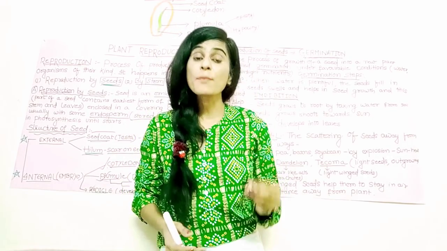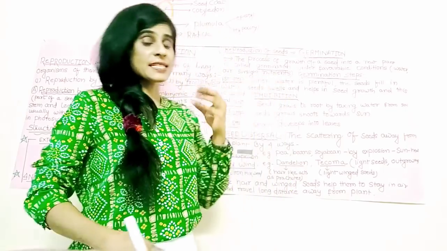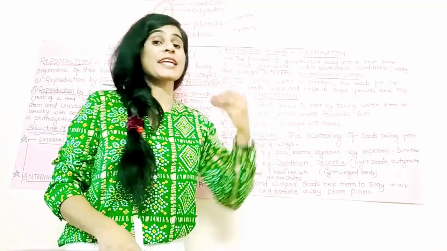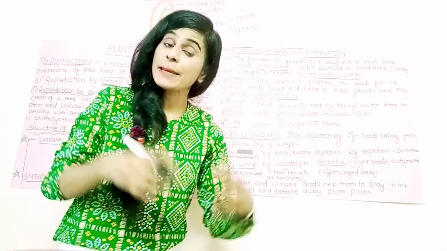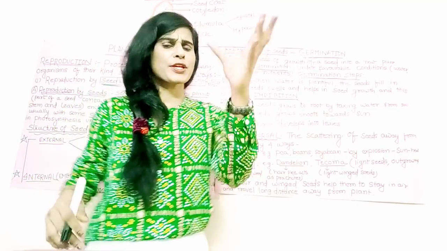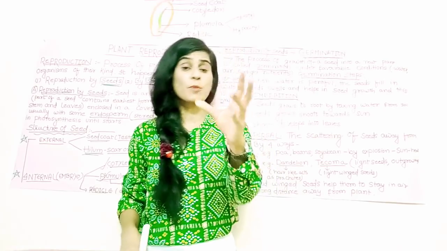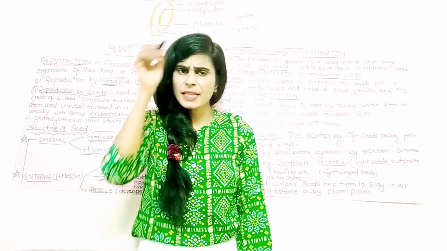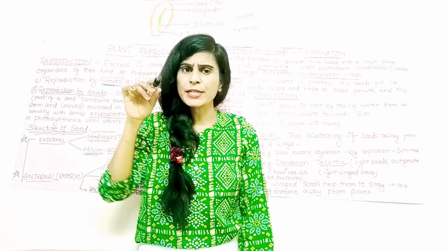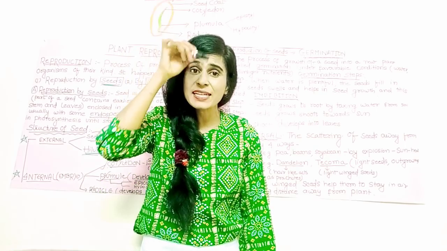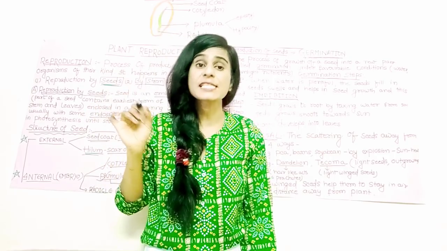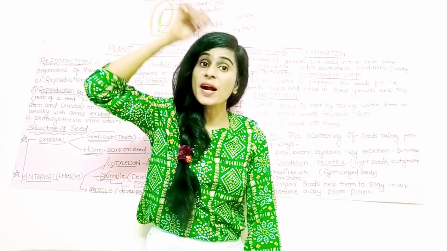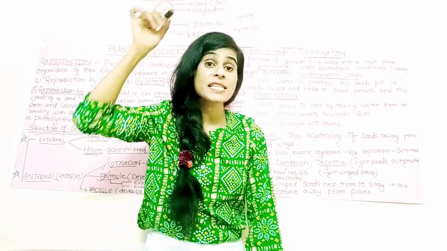So some of the plants, like your sugarcane, like your rose, like your potato, all reproduce by stem. You have observed your potato. In the outer covering of the potato, you might have observed some black colored buds in it. Those buds are called eyes. Yes, potato has buds over it. Those buds are called eyes.